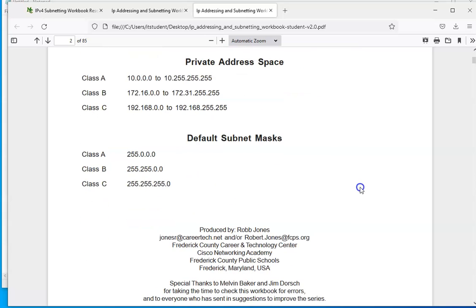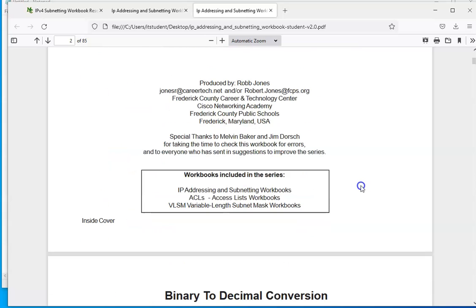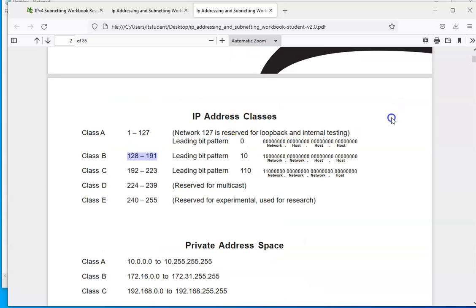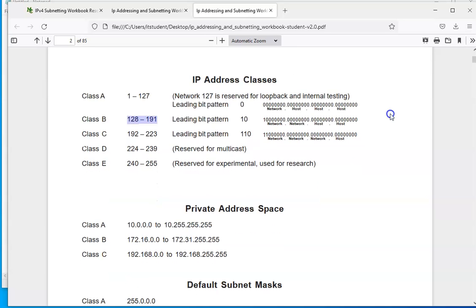Alright, so that's a great introduction into classful addressing. Later on, we'll talk a little bit about variable length subnet masking, but first we have to get through subnetting.